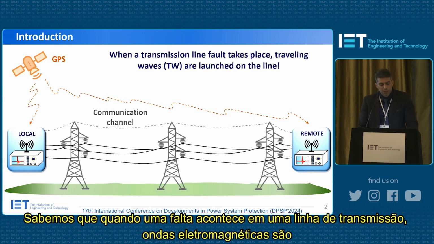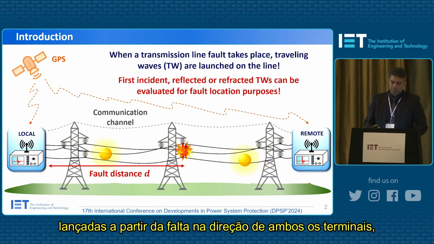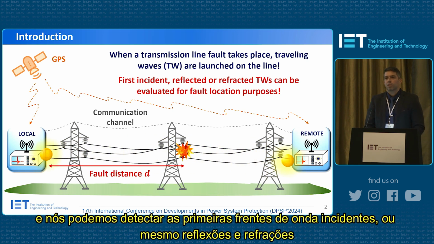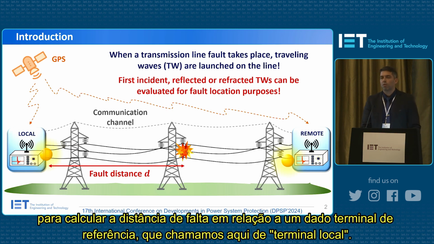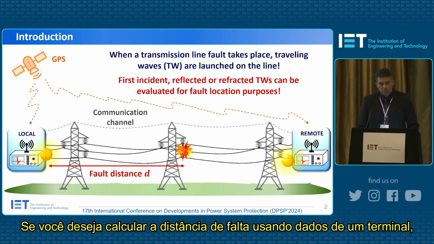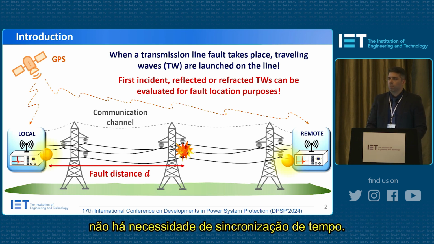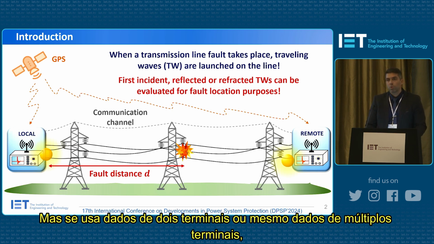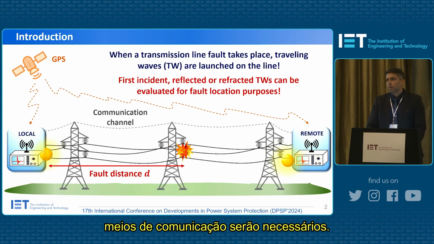We know that when a transmission line fault takes place, traveling waves are launched from the fault toward the terminals of the line, and we can detect the first instant wavefronts or even reflections or refractions of these wavefronts in order to calculate the fault distance from a given reference terminal, which we are calling here the local terminal. If you would like to calculate the fault distance by using one terminal data, there's no need for time synchronization. But if you use two terminal data, or data taken from multiple terminals, synchronization means would be necessary.